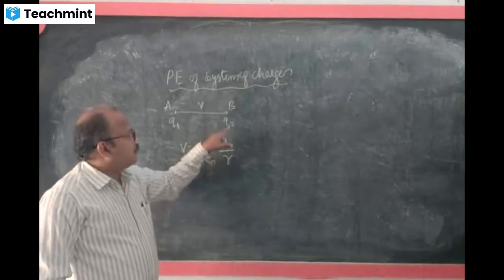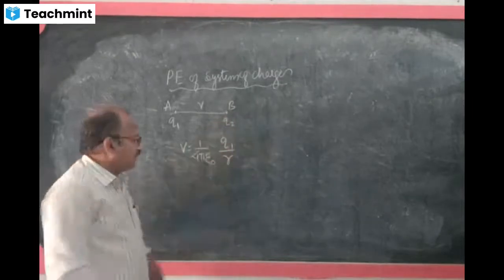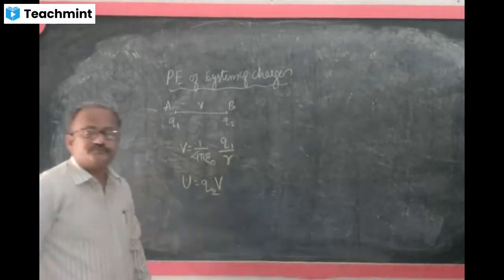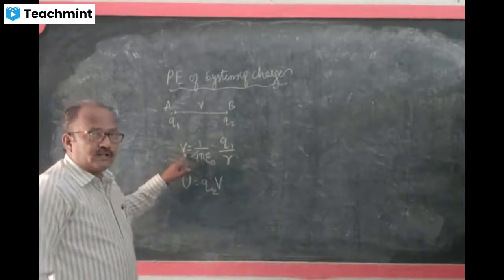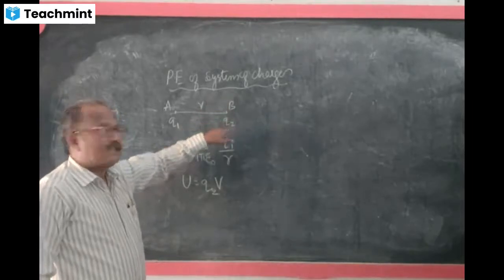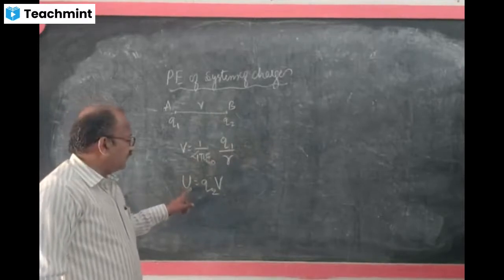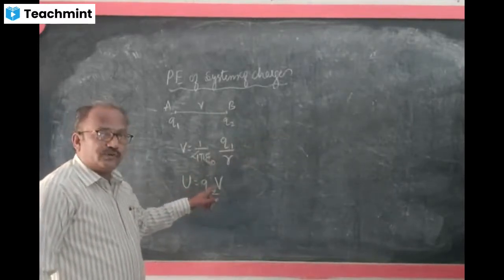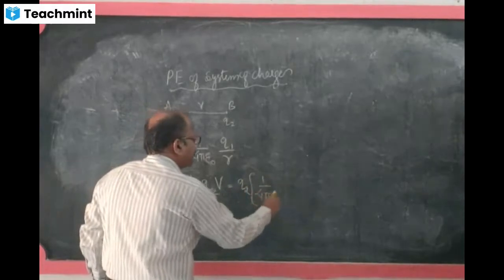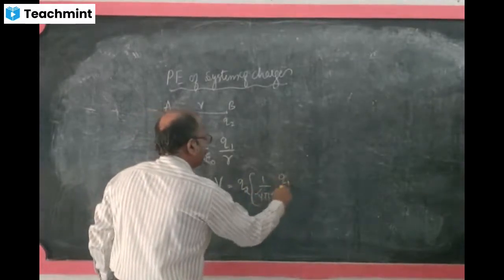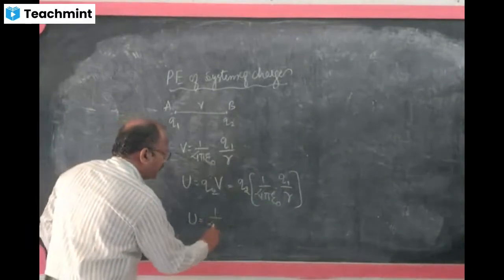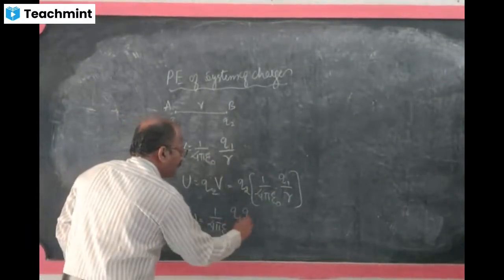Similarly, the potential energy of Q2 at point B is Q2 into V1. This electric potential of the first charge at point B gives the potential energy of the second charge at point B. That potential energy can be written as U is equal to Q2 into V, where V is the electric potential, that is Q2 into 1 by 4 pi epsilon naught, Q1 by r, or U is equal to 1 by 4 pi epsilon naught, Q1 Q2 by r.